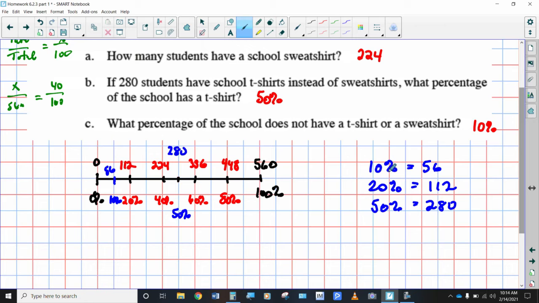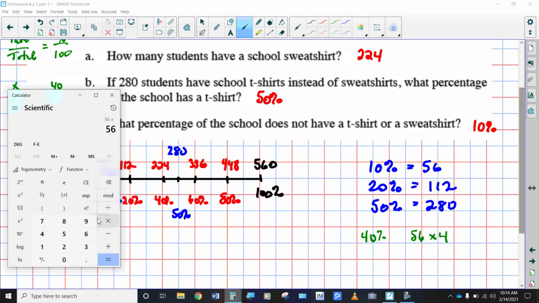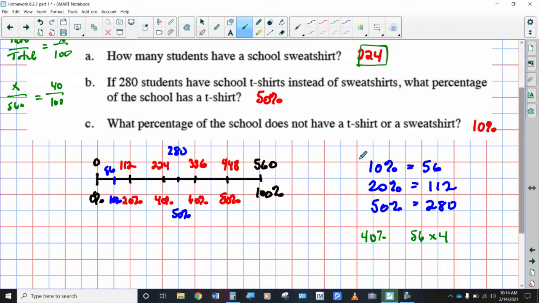So we're looking at 40%, right? So 10% is 56. If I multiply 10 times 4, that's 40%. And if I multiply 56 times 4, that will give me my answer, which is what? 56 times 4 is 224. There you go. 224 students have a sweatshirt.